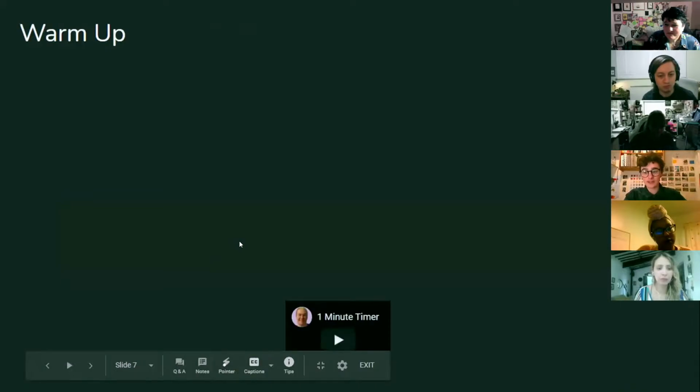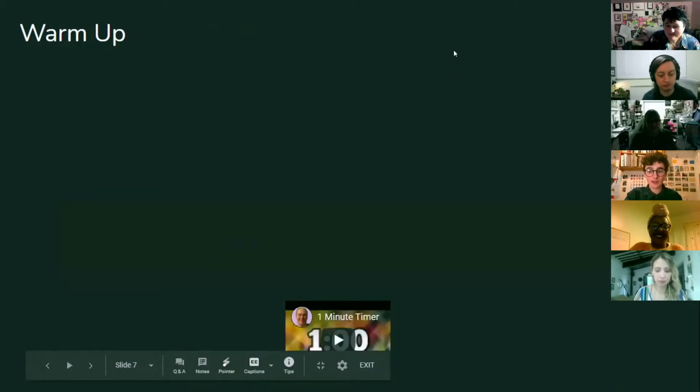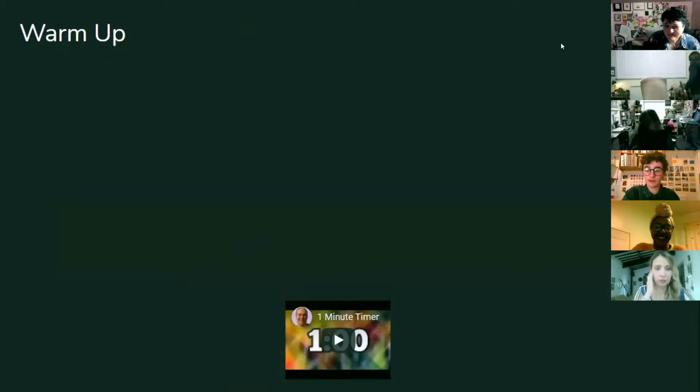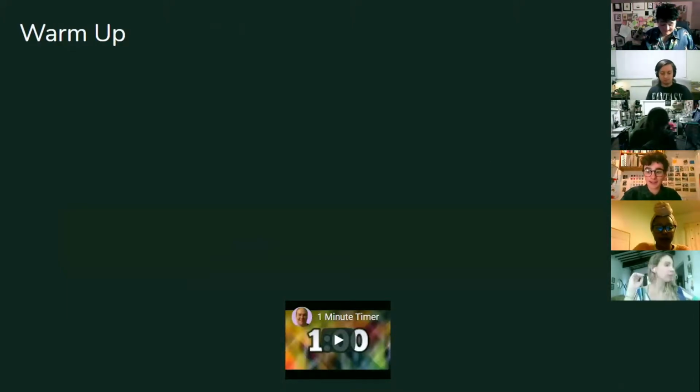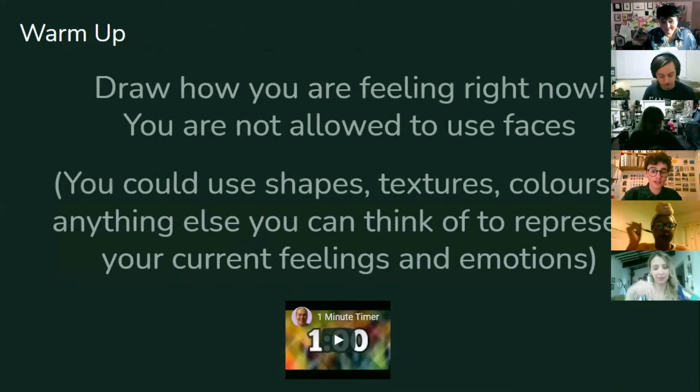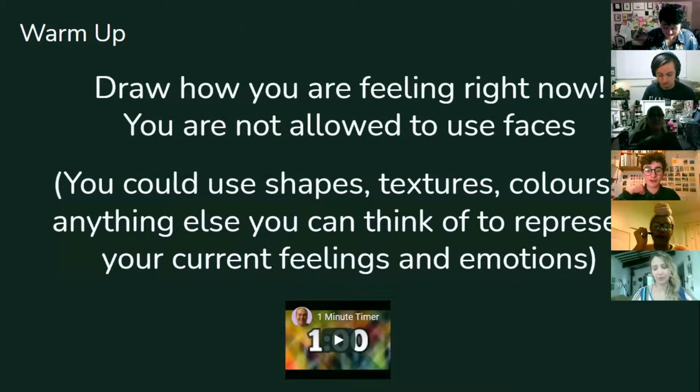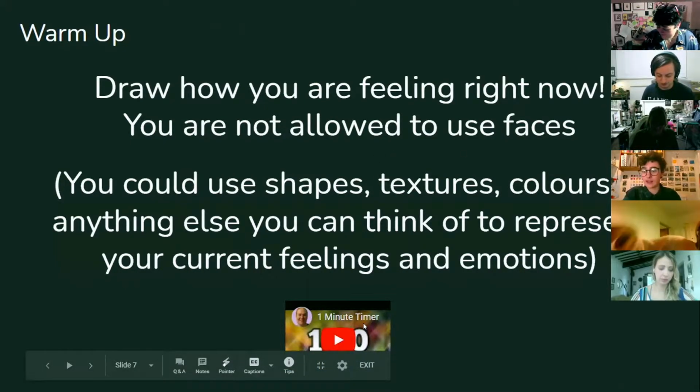some warm-up games. Got some pens and paper beside you. I'll give you a minute or two just to get those. Okay, so the first warm-up, we'll go straight into it. First warm-up is to draw how you're feeling right now. You're not allowed to use faces to do this though. So you can use shapes, textures, or anything you think of. And you've got 1 minute, so off you go.